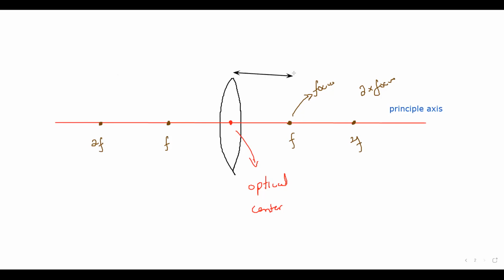The distance between the focus point and the optical center, the center of the lens, what we call that as focal length. Is it clear? The points, the labels for a convex lens.